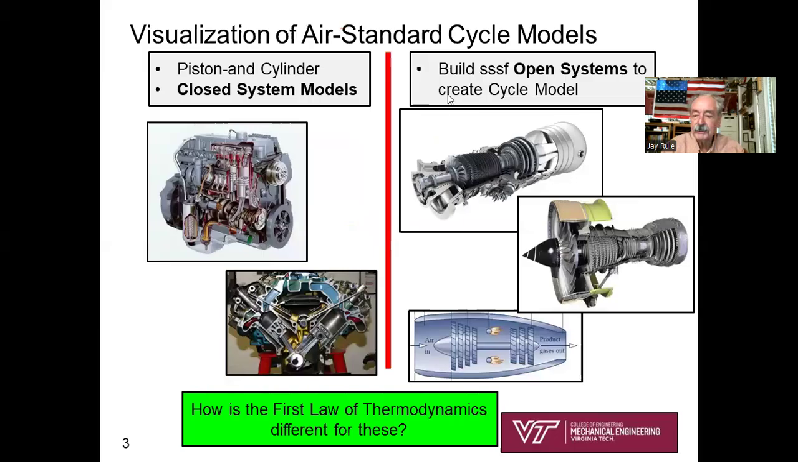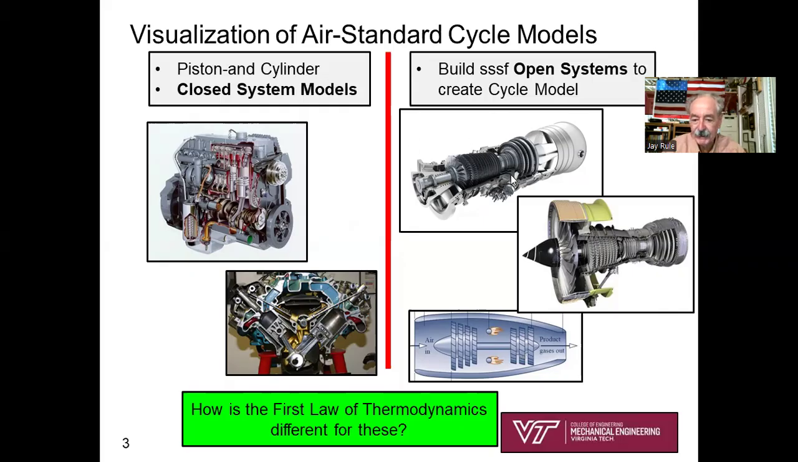So here's a visualization of what we're going to do in Chapter 9. Over here on the left-hand side, we're going to be modeling internal combustion engines. It turns out that this top left image is a diesel engine. The bottom on the left is a V8 gasoline spark ignition system. Over here on the right side of the slide, all three of these images represent some type of gas turbine engine.